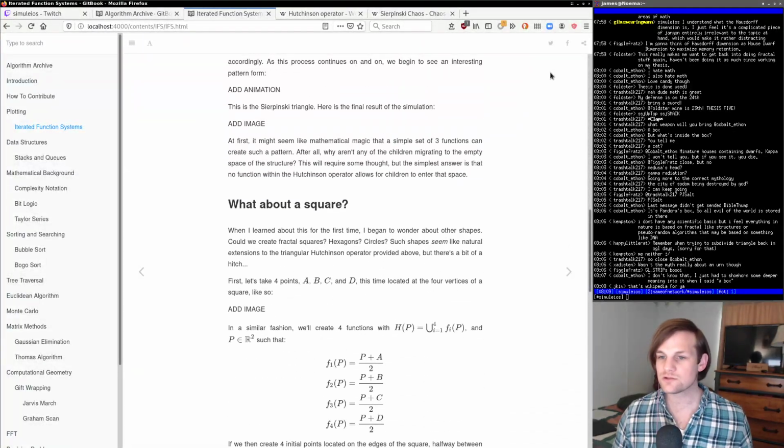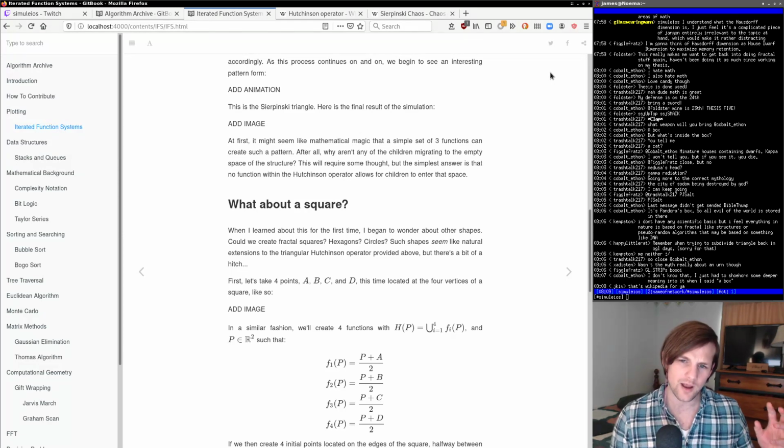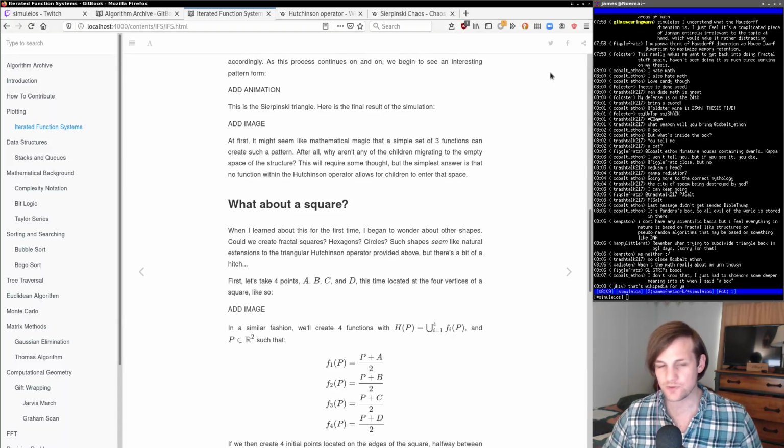Okay, so now here's the tricky part. Here's the thing that is kind of difficult to describe, and so I want you to let me know if this makes sense. So the next question is, what about a square? When I learned about this for the first time, I began to wonder about other shapes. Could we create fractal squares, hexagons, circles? Such shapes seem like natural extensions to the triangular Hutchinson operator provided above. But there's a bit of a hitch.